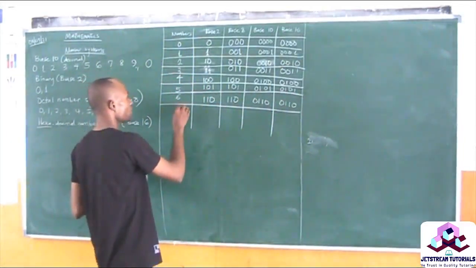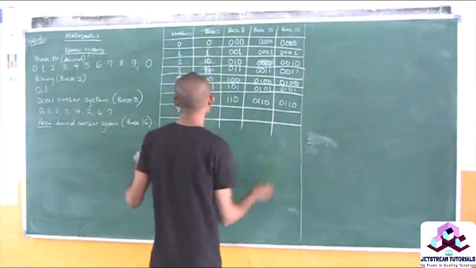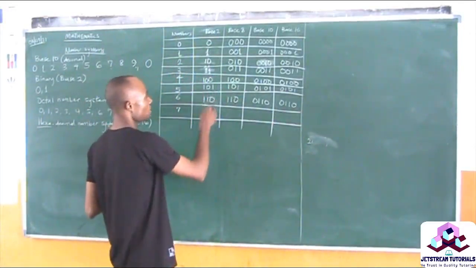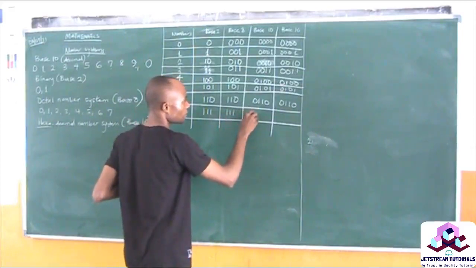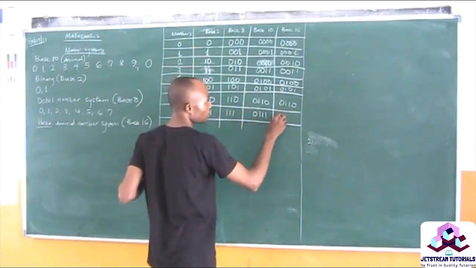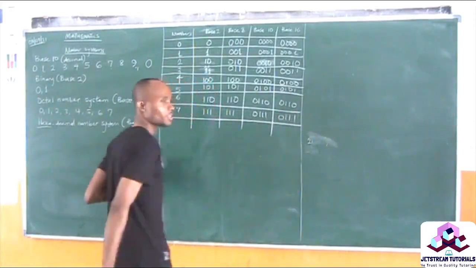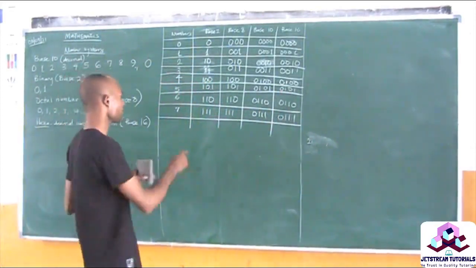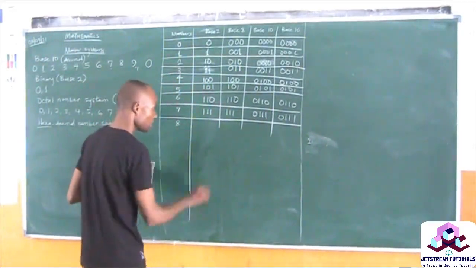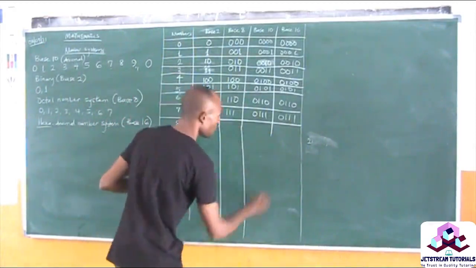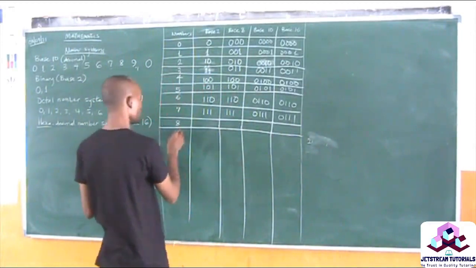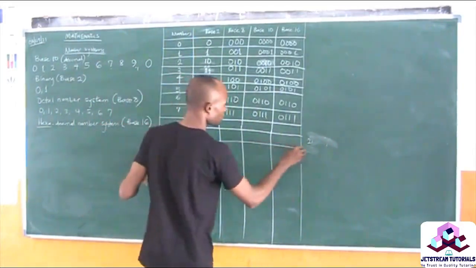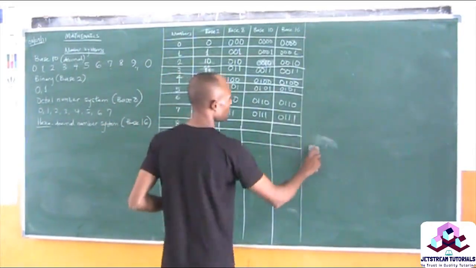So, what about 7? What happens? Add 1 to this last bit. 1, 1, 1. This one becomes 0, 1, 1, 1. Is it interesting? Very, very interesting. So let's keep going. Because when we are solving questions regarding binary numbers, we need to take note of all these things. If not, we will make mistakes.